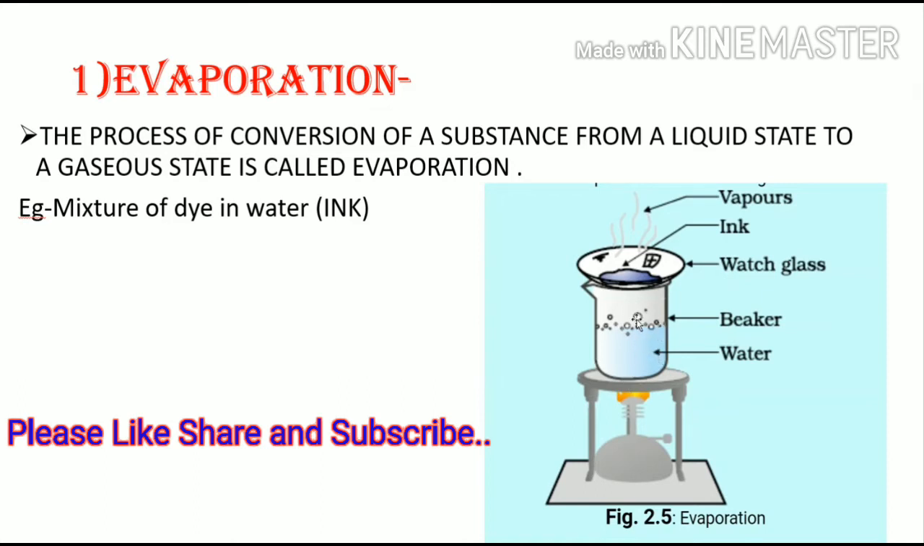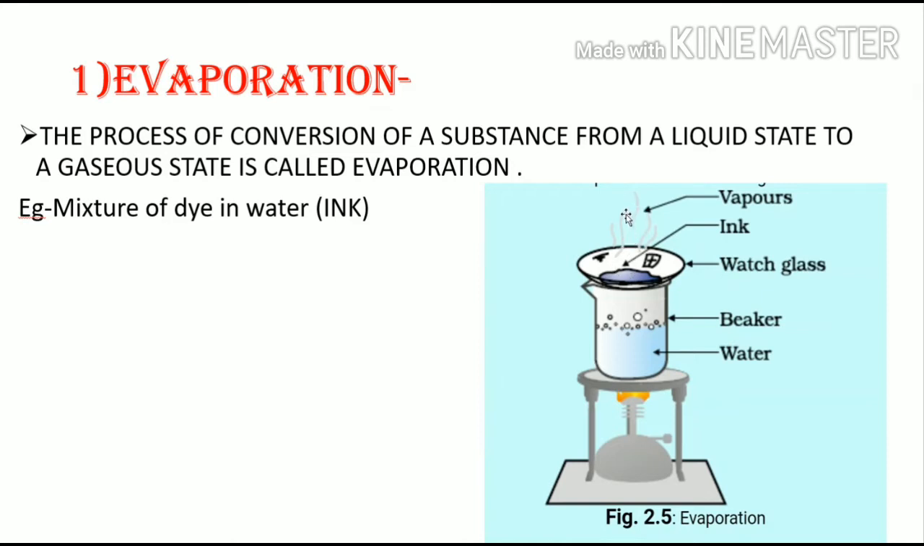Then what happens after heating this water? The watch glass and the ink also get heated, and the water containing this ink starts evaporating. After reaching its boiling point, the water starts evaporating, and finally we get the dye. By this process we separate the dye from water. Sea water also contains water, NaCl, which is salt, and many impurities. So by this process we can also get salt from sea water.